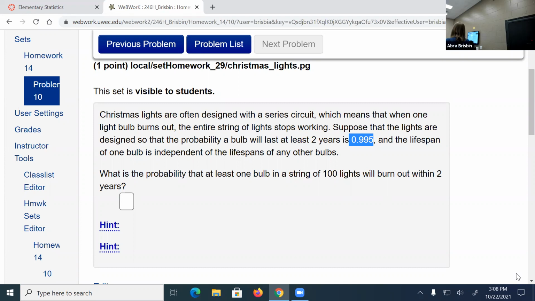Questions about this? Other questions about the homework?